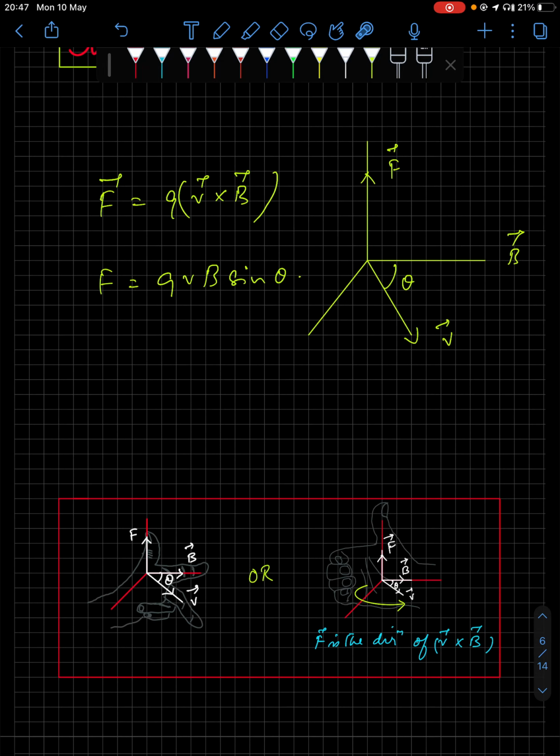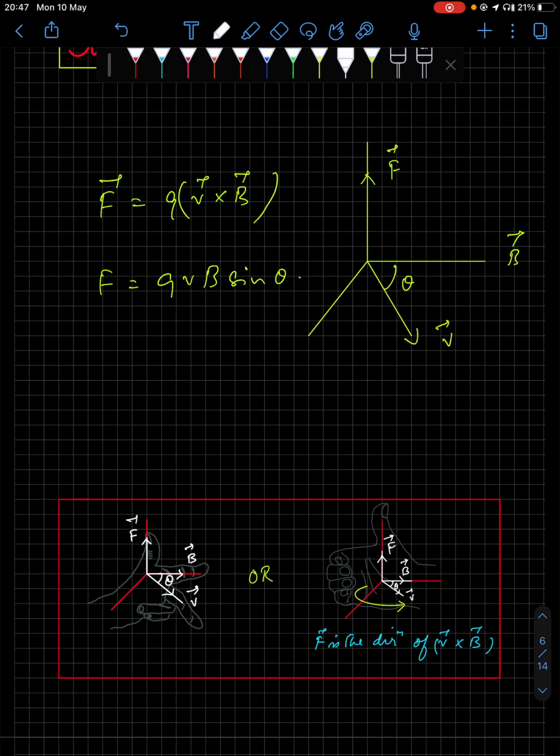Also, the same direction can be determined. The direction of the magnetic force can be determined by using Fleming's left hand rule. If you align the direction of the field along the forefinger, the direction of the velocity vector, that is the motion of the positive charge, along the middle finger, in such a case the direction of the magnetic force will be shown by the thumb.